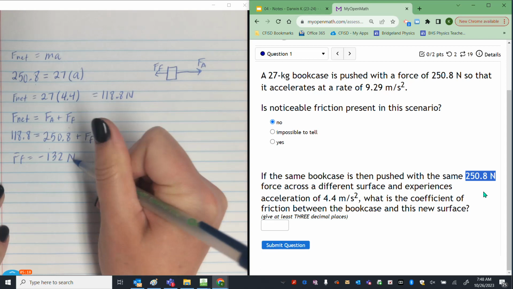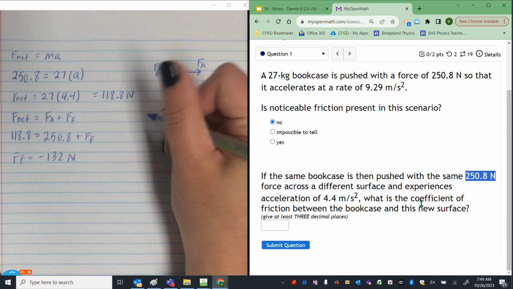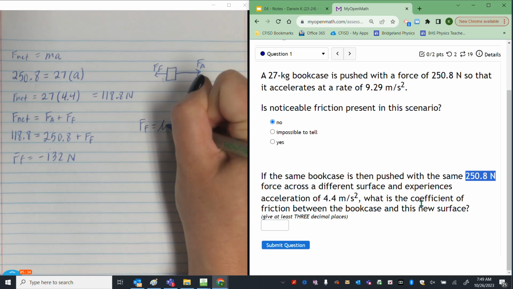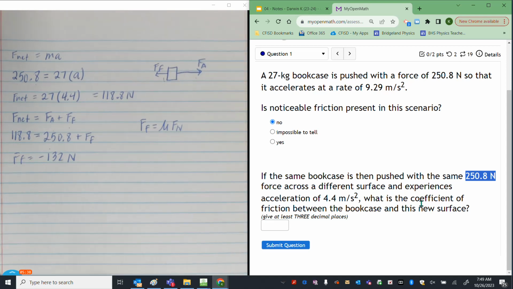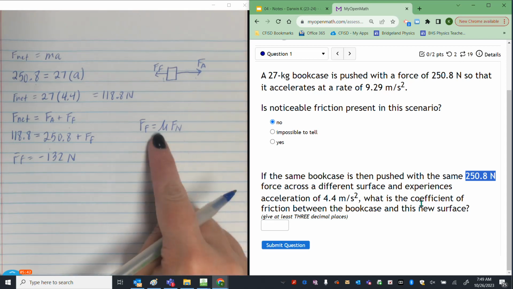Okay, so now we have forces. We could label on this if we wanted to. But the question doesn't ask for the force of friction, it asks for the coefficient of friction. We do have an equation that has coefficient of friction in it. It says that the force of friction is equal to mu times Fn, which means I have the force of friction, and I need to get Fn so I can find mu.